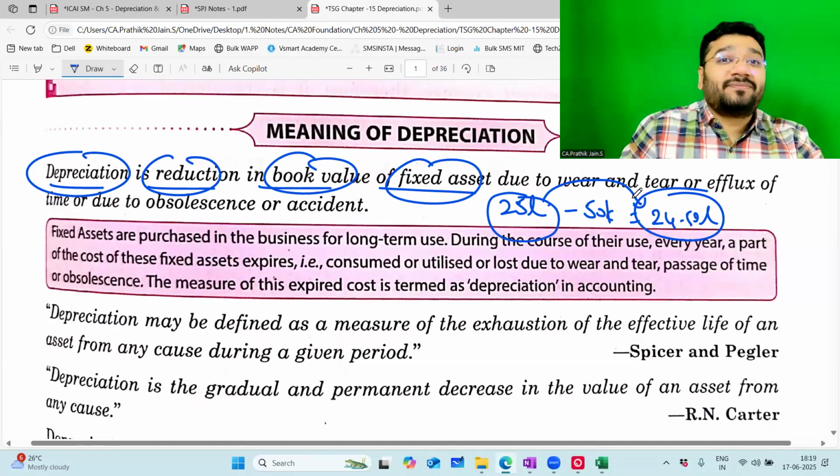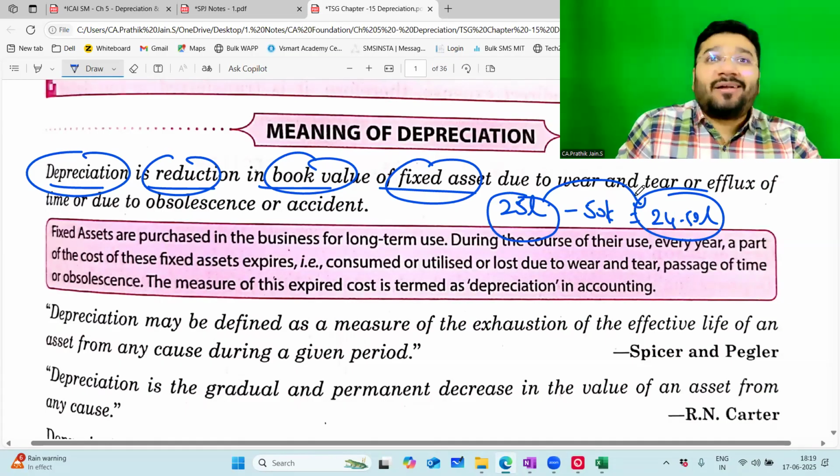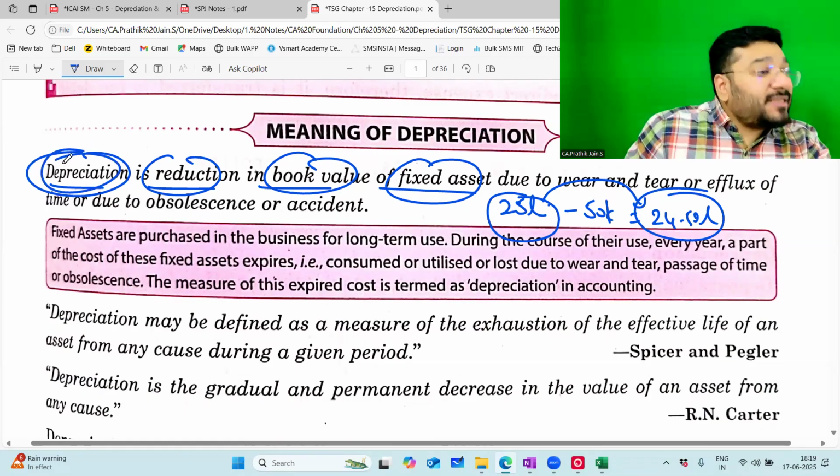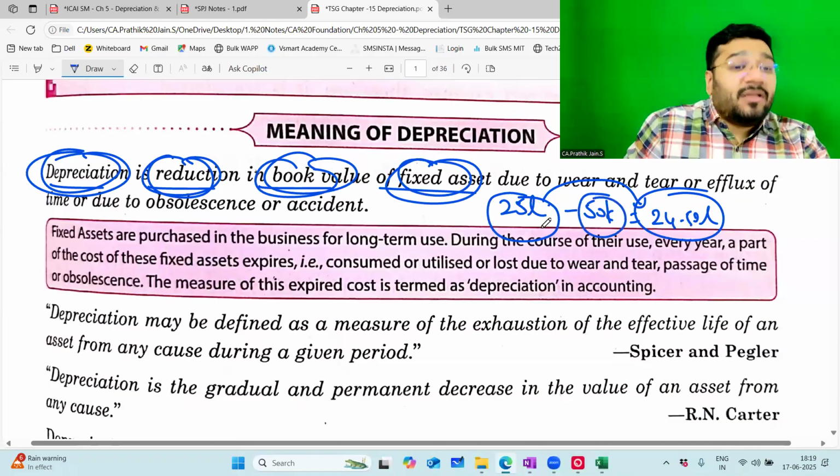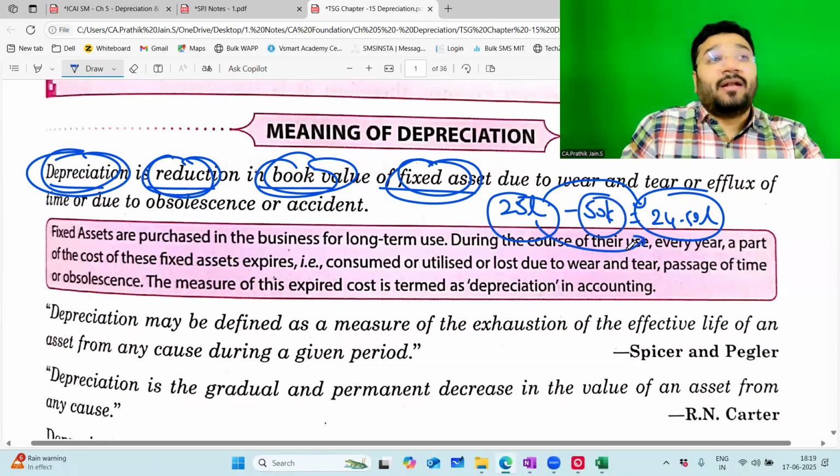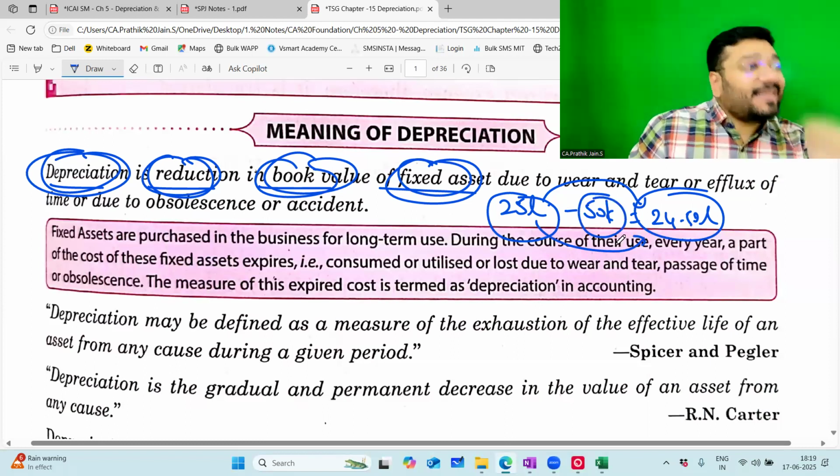Increased or decreased? Decreased. Decreased also means reduced. So what is depreciation? Depreciation is nothing but reduction in the book value of the fixed asset. By recording depreciation, the book value of the asset decreases. Now the question that arises is, why does it decrease?